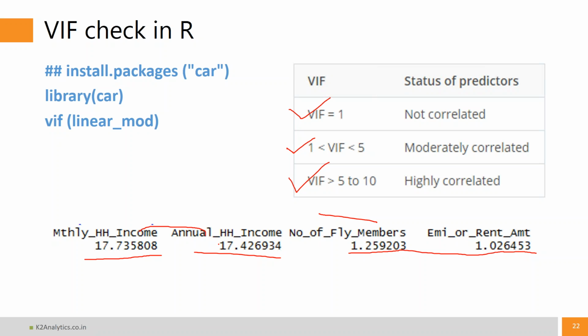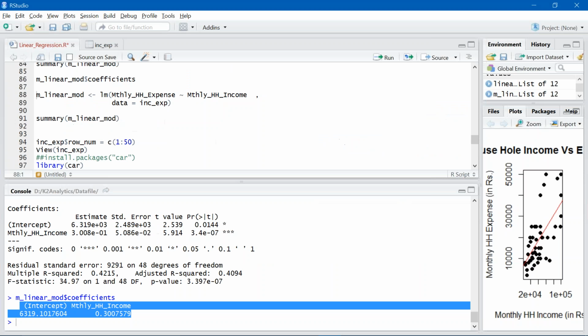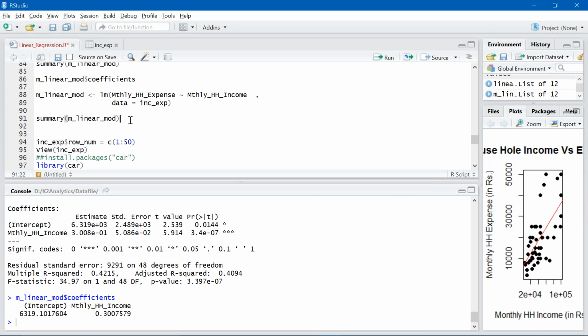To get this output, the concept is clear, the calculation is clear. Once the concept and calculation are clear, our code is just 2 lines. I have to take my model, run it through the VIF function, and that function will internally do all the calculation and give the VIF. So where is our multiple linear model? I'll have to run this again with all variables.